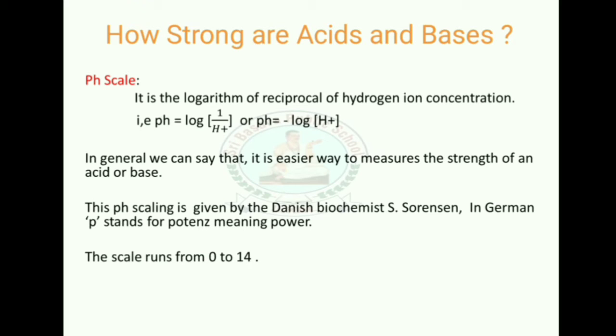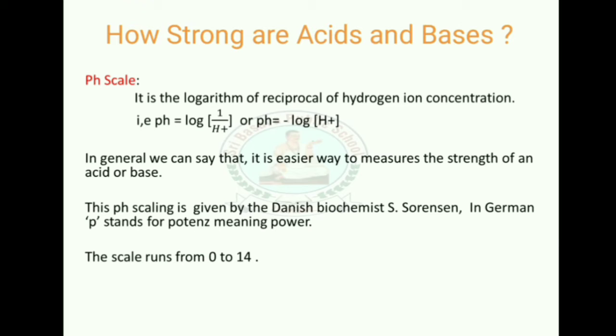So in general, we can say that the pH scale is an easier way to measure the strength of an acid or a base. About the logarithm and all, we are going to study in higher classes, but in general, pH scaling is nothing but an easier way to measure the strength of an acid or base.